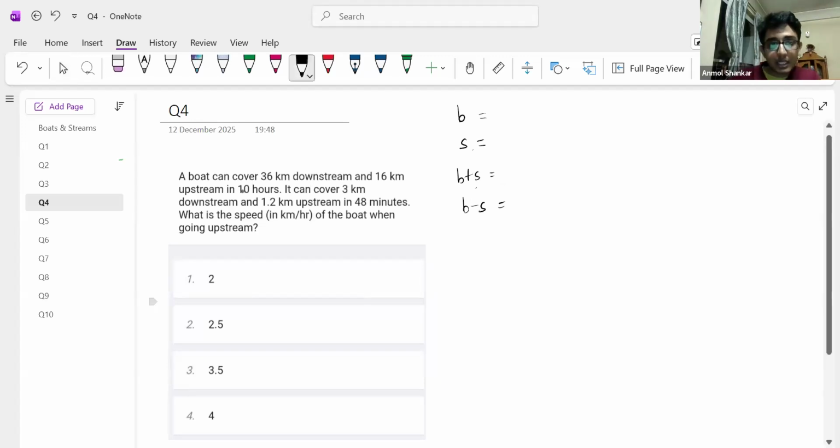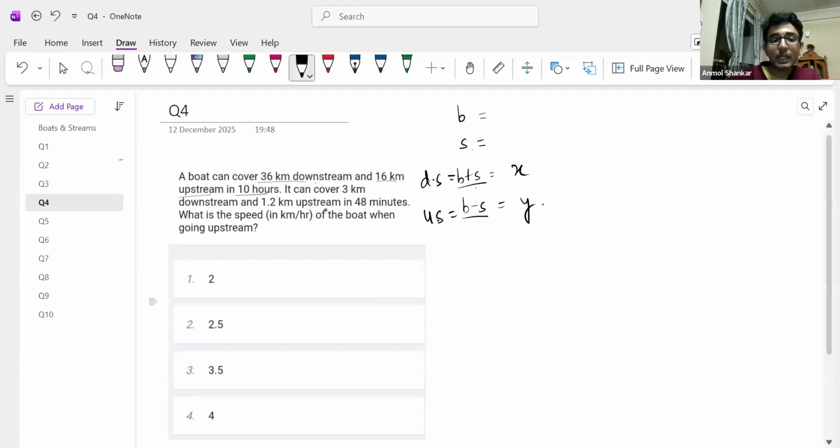In the first situation, the time for 36 km downstream plus 16 km upstream is equal to 10 hours. Similarly, there is another equation. So now we have two equations in two variables. What are those two variables? Instead of using B and S, we can directly use the downstream and upstream speeds. This is the downstream speed and this is the upstream speed. Let us take X for the downstream speed and Y for the upstream speed. So you will directly find X and Y.